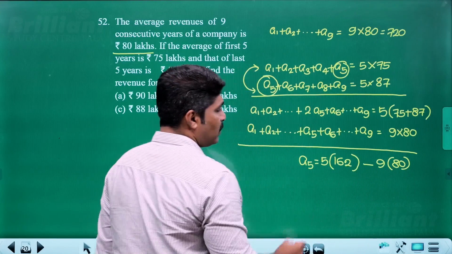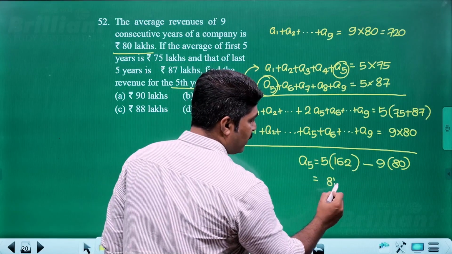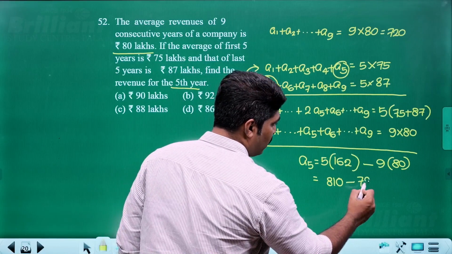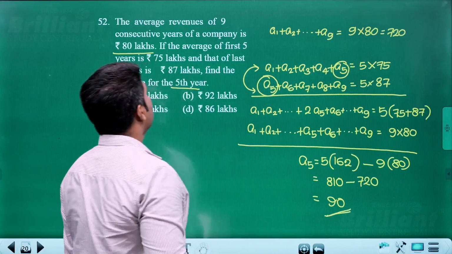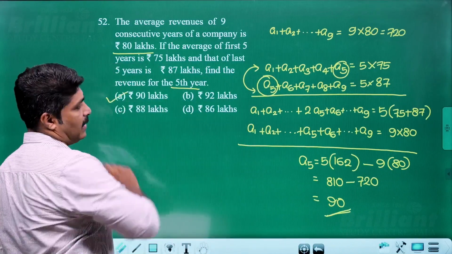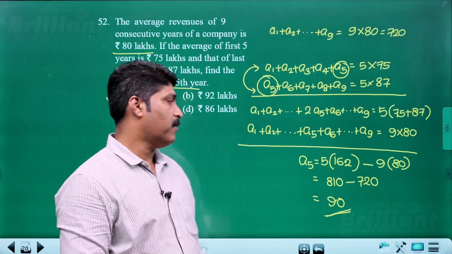Got it? So simplified, what you will get? This is equal to 810. This is 720. So the difference is equal to 90 lakhs. So here the answer is 90 lakhs. This is an algebraic version of this type of operation.